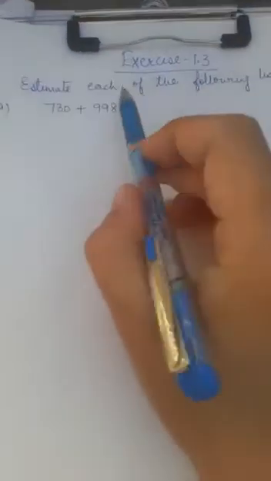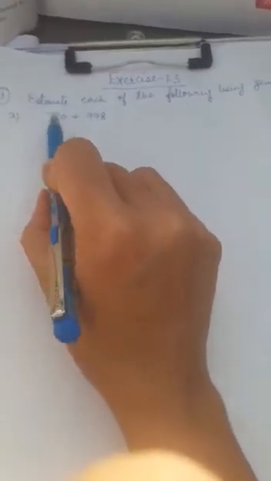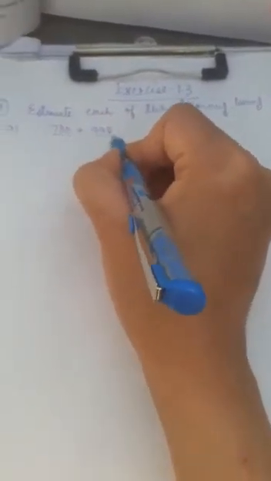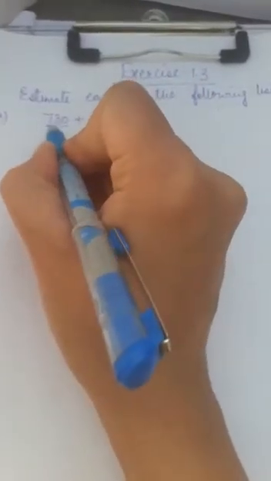Now I am going to start exercise 1.3. Our first question is: estimate each of the following using the general rule. आपको estimate करना है बेटा by using the general rule. Now what does the general rule say? First look at these two numbers. Two numbers have the same number of digits. That means we can round them off at the hundreds place. We can round off both the numbers at the hundreds place.